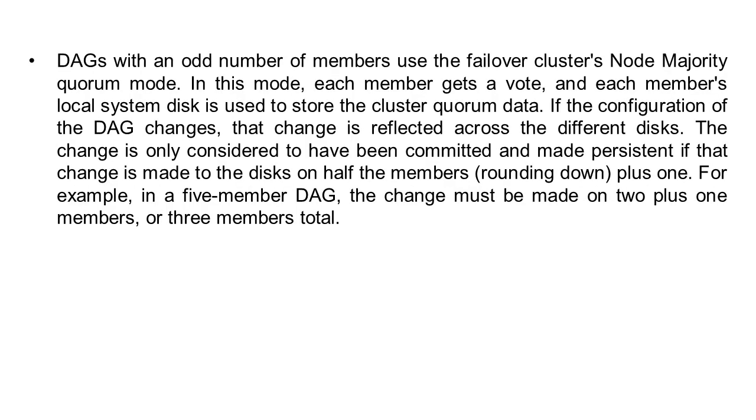DAGs with an odd number of members use the failover cluster node majority quorum mode. In this mode, each member gets a vote and each member's local system disk is used to store the cluster quorum data. If the configuration of the DAG changes, that change is reflected across the different disks. The change is only considered to have been committed and made persistent if that change is made to the disk on half of the members, rounding down, plus 1. For example, in a 5-member DAG, the change must be made on 2 plus 1 members, or 3 members total.